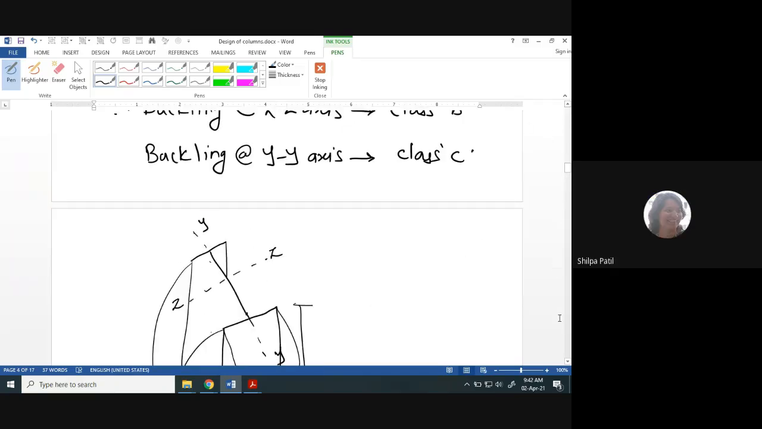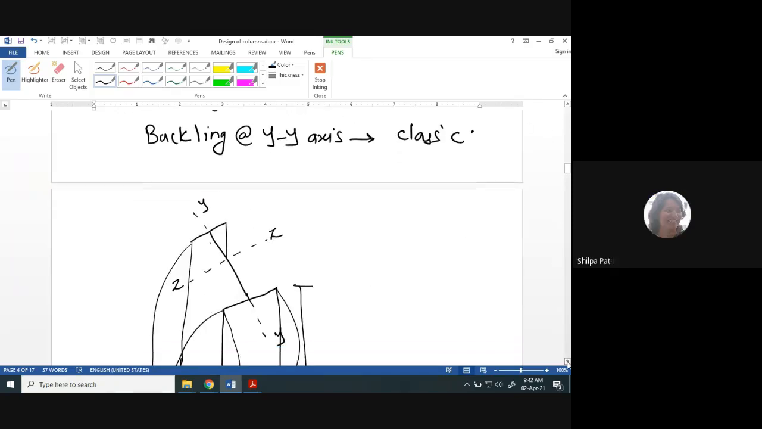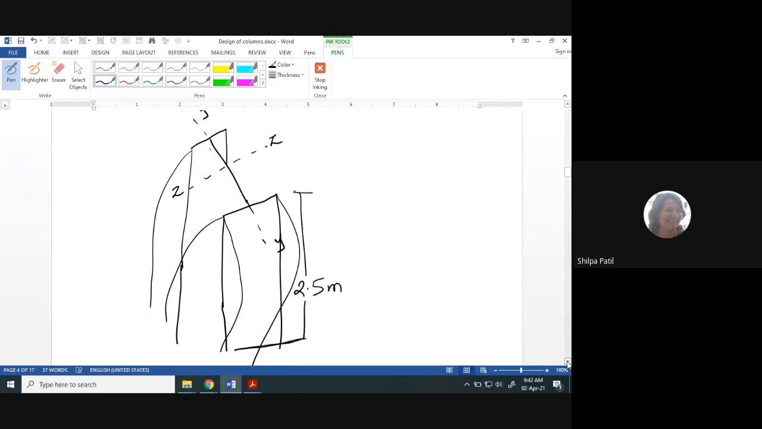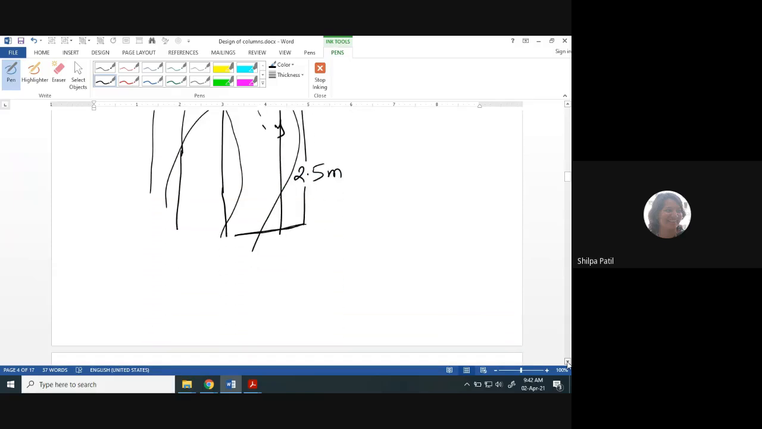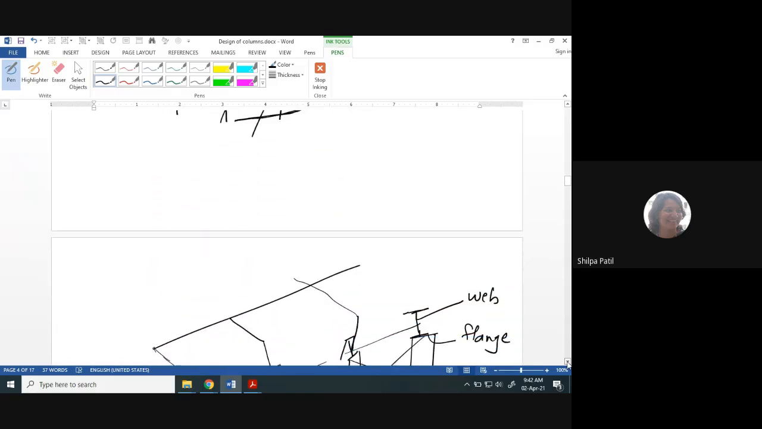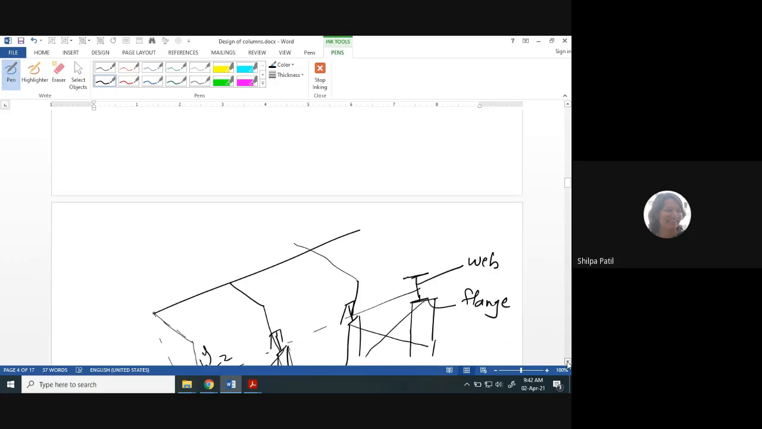So, as per the given criteria, now I will just write down the support conditions and the effective lengths.